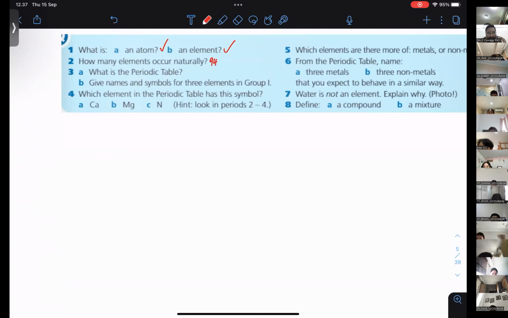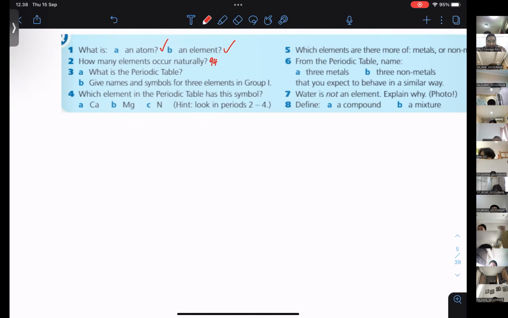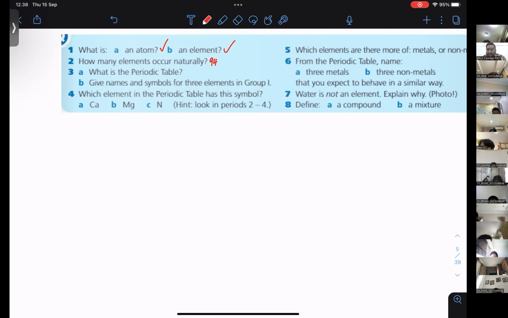What is the periodic table? The periodic table is a table that consists of all the elements that are found. It is systematically arranged. So what is the periodic table? It is a table that contains all the elements with their proton number and mass number. So write down: table containing all the elements with their proton number and mass number, or nucleon number.